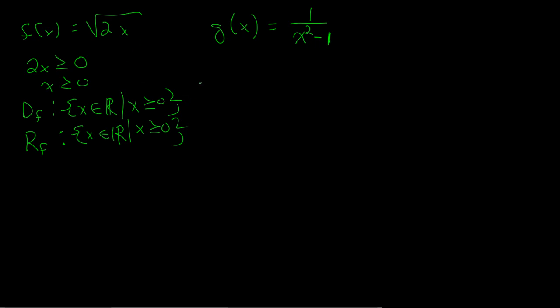All right, so my domain of g, well, I cannot divide by 0, right? And so x squared minus 1 can't equal 0. So x squared can't equal 1, or x can't equal positive 1 or negative 1. So I'll put my new domain in here.